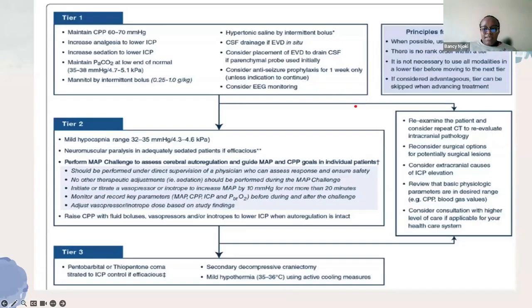If there are still signs of increased ICP, you can consider repeating a CT scan to reevaluate whether there is an expanding intracranial pathology or a missed pathology. If you repeat a CT scan, you can consider whether the patient needs any surgical intervention. Also consider other extracranial causes of ICP elevation. Maybe you didn't elevate the bed. Then also review your basic physiological parameters: your ABGs, your CPP, your MAPs, your ICP. And it's also important to consult with your seniors before you move to the second tier.